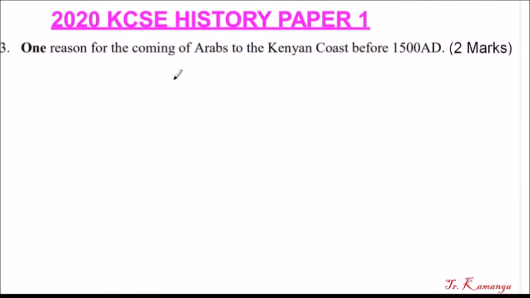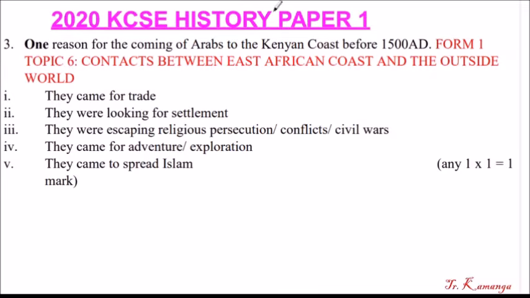Question number 3. One reason for the coming of Arabs to the Kenya coast before 1500 AD. So what was the reason? Or what were the reasons? This question is awarded 2 marks. So let's see what happens. One reason for the coming of Arabs to the Kenya coast before 1500 AD. This is from Form 1, Topic 6, Contacts between East African coast and the outside world. So that's where the question is based from.